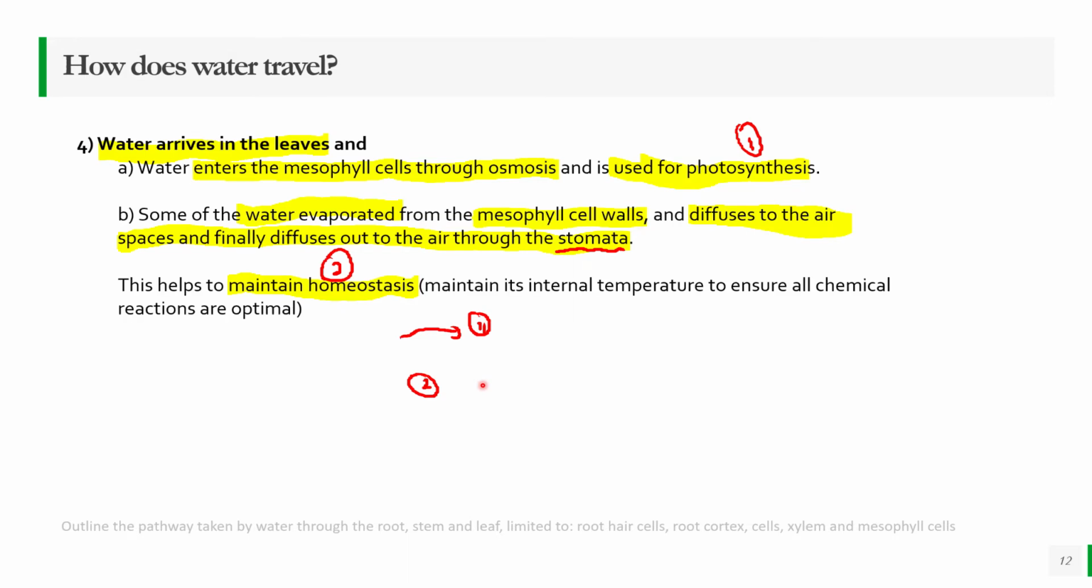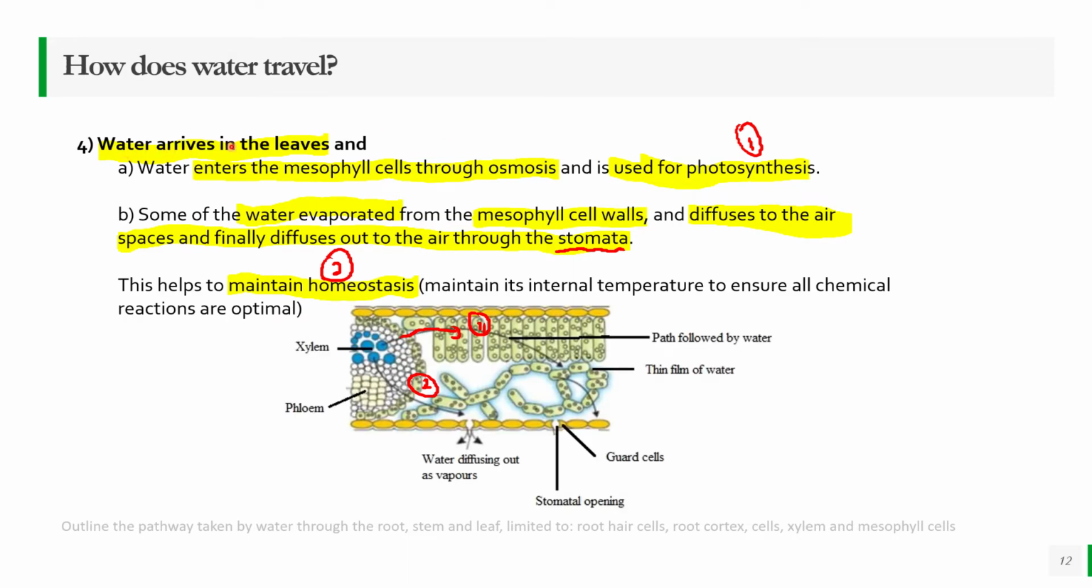Okay, so you can see here. Okay, water arrives in the leaves and either enters the mesophyll cells through osmosis and is used for photosynthesis. Number one. Number two, some of the water will be evaporated, okay, from the mesophyll cell walls. So if you look in this diagram, you see that blue color, that is basically evaporated water. Water that has turned into water vapor.